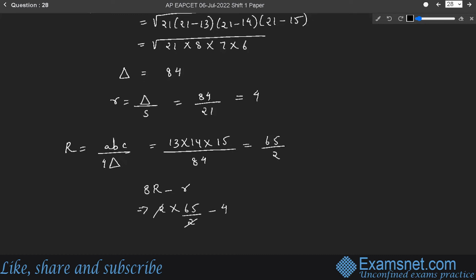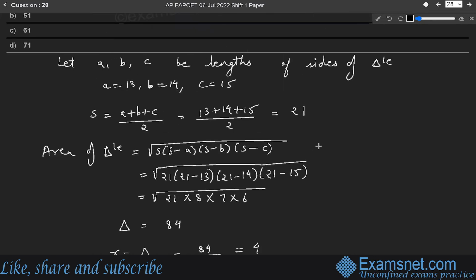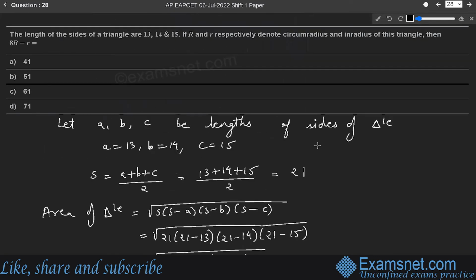2 and 2 will be cancelled. So it will be 65 minus 4, which equals 61. So we can say that the value for this question is 61. Hence, option number C is the correct option for this question.